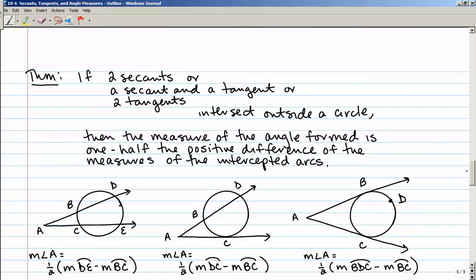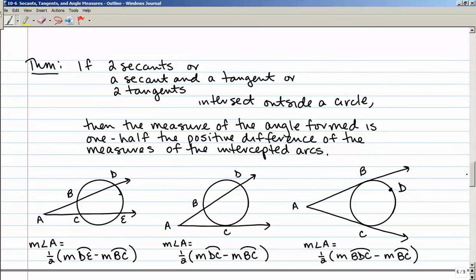Okay, this next theorem is actually 3 theorems in one. I kind of combined them all into one because they were all kind of saying the same thing, but with different pictures. So, if 2 secants, or if a secant and a tangent, or if 2 tangents intersect outside the circle, then the measure of the angle formed is 1/2 the positive difference of the measures of the intercepted arcs. Another incredibly wordy theorem. Let's take a look at some pictures here.